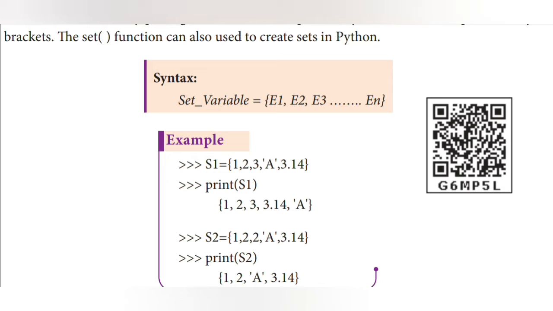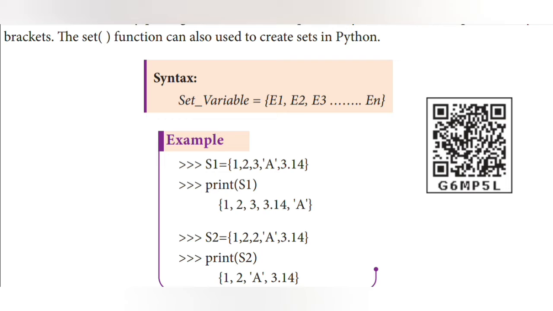See the next example: S2 equal to, within curly braces, 1 comma 2 comma 2 comma a comma 3.14. Here the number 2 is repeated two times. Sets do not allow duplicate elements, but in this example 2 is repeated two times. Now you can see the output of print of S2. In this output, 2 is present only one time. Duplicates are omitted: 1, 2, a, 3.14. There is no duplicate in the output.